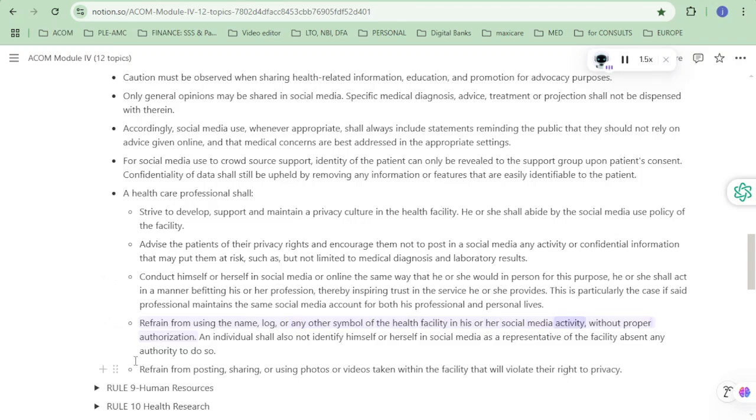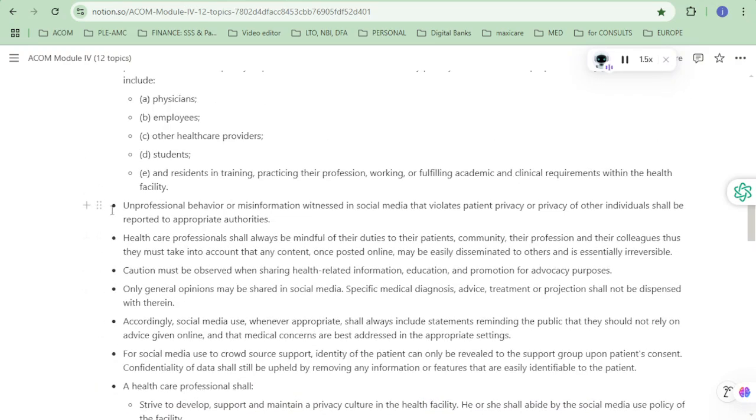media activity, without proper authorization. An individual shall also not identify himself or herself in social media as a representative of the facility absent any authority to do so. Refrain from posting, sharing, or using photos or videos taken within the facility that will violate their right to privacy. Rule 9.